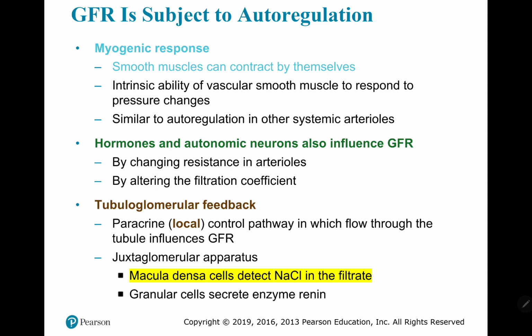Now, like I mentioned, your kidneys can auto-regulate themselves over wide ranges of different blood pressures to maintain that 180 liters per day of filtration. It really is because of that myogenic response, right? The smooth muscles, especially of your arterioles, can contract by themselves. So they have that intrinsic ability to respond to those different changes in blood pressure, right? Hormones and your autonomic nervous system can also influence your glomerular filtration rate by changing the resistance in your arterioles and altering that filtration coefficient.